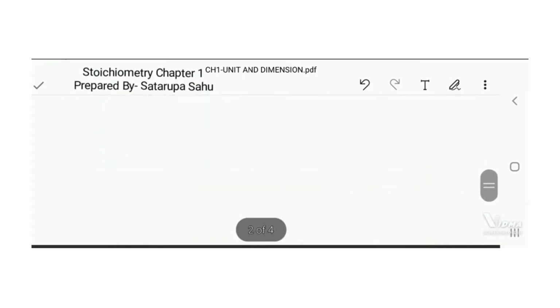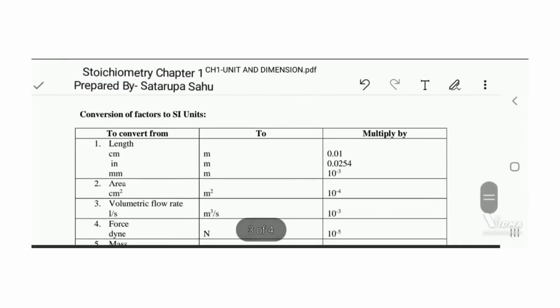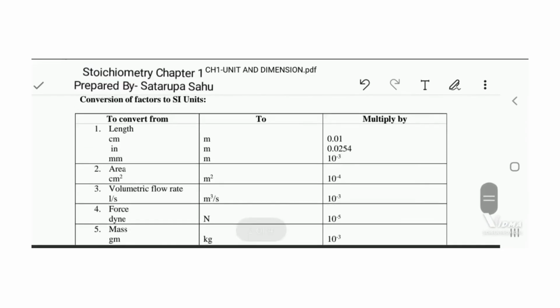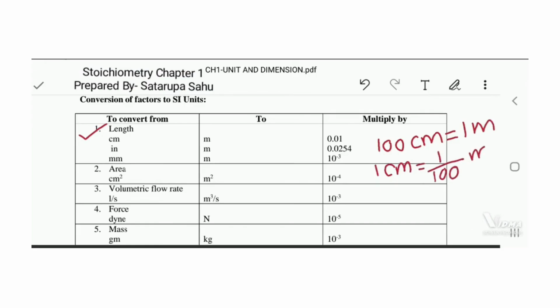Now let's come to the conversion factor to SI units. It means how we convert one unit to another unit. For example, in length, you have to convert centimeter to meter. How are we going to convert? We know 100 centimeter equal to 1 meter. So 1 centimeter will be equal to how much? 1 divided by 100 meter, that will be equal to 0.01 meter. So 1 centimeter will be 0.01 meter.